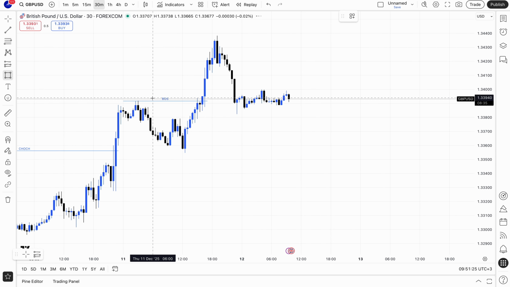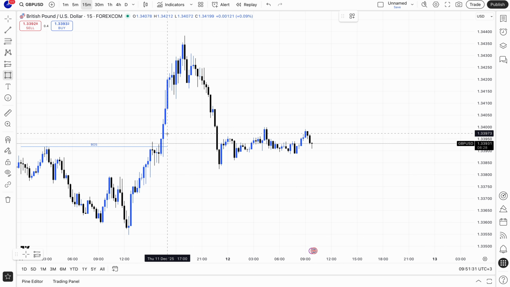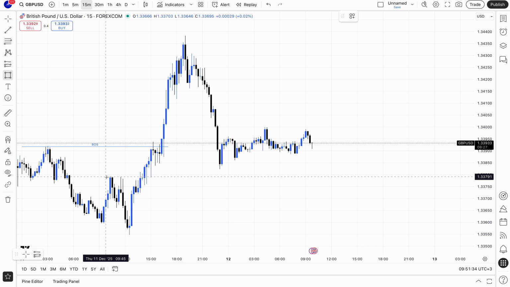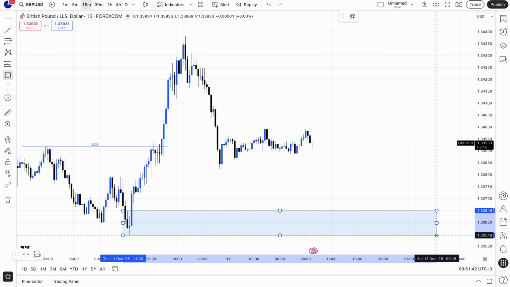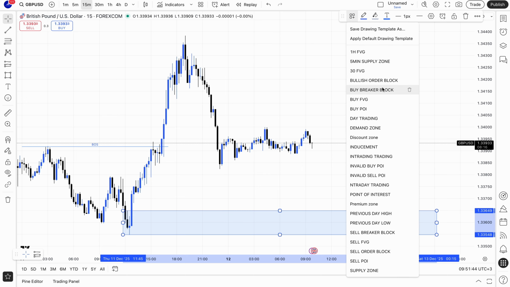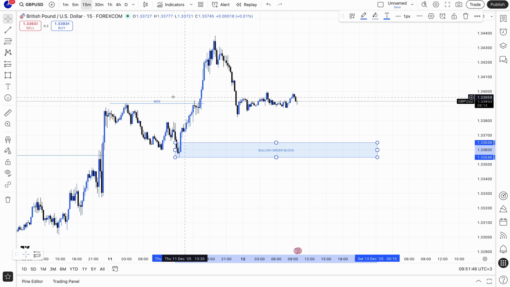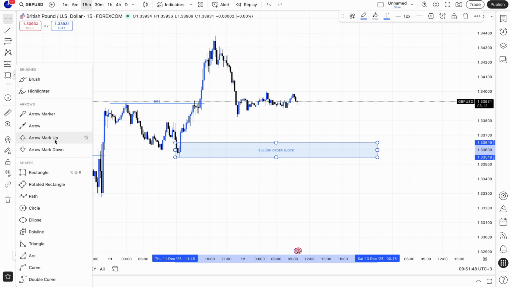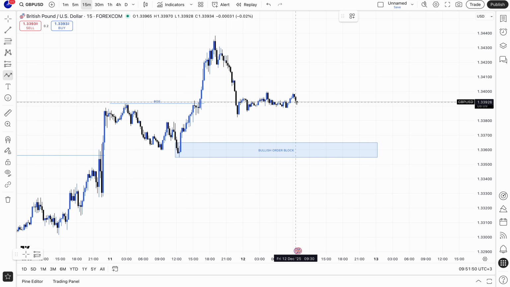That one is mitigated already. Also this one, also this one. All the order blocks are mitigated, so we only have this order block down here, this order block. Now our plan is very simple. We just have to wait for the price to come back here, then wait for the confirmation.